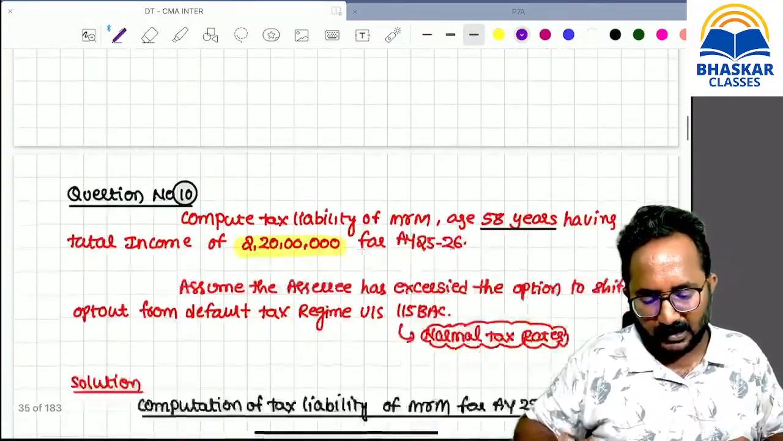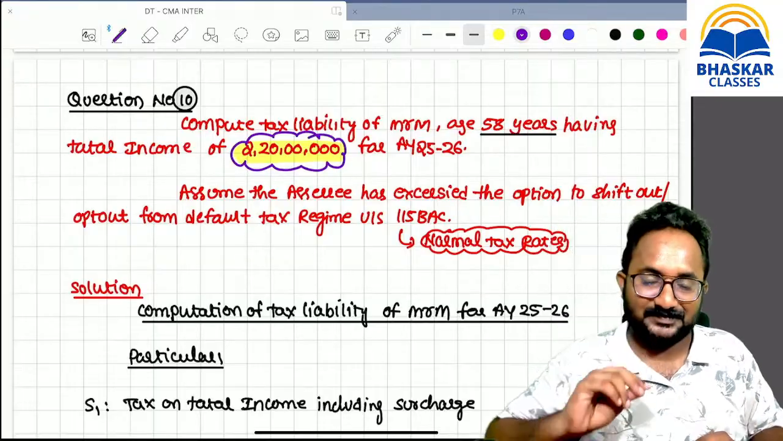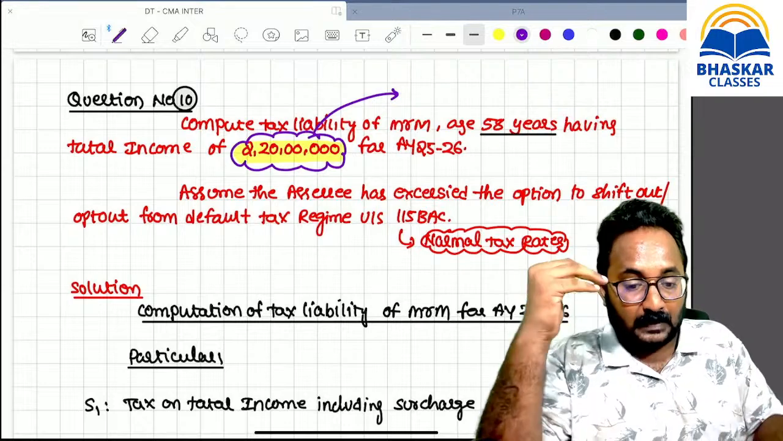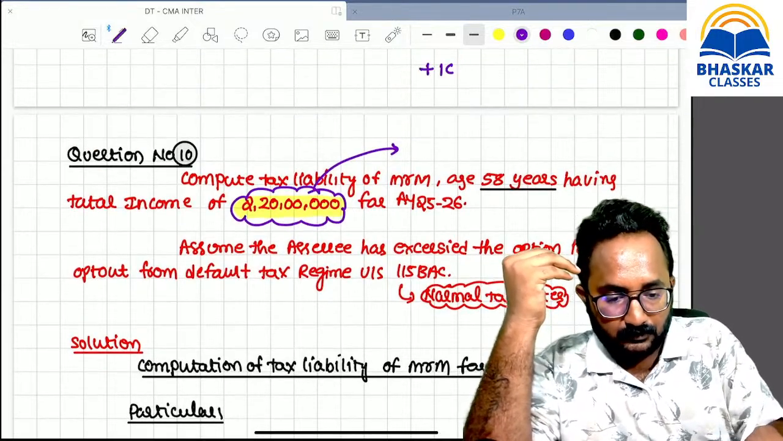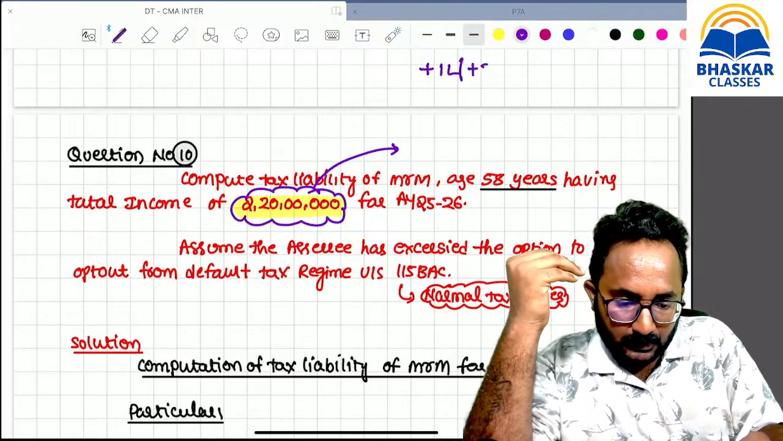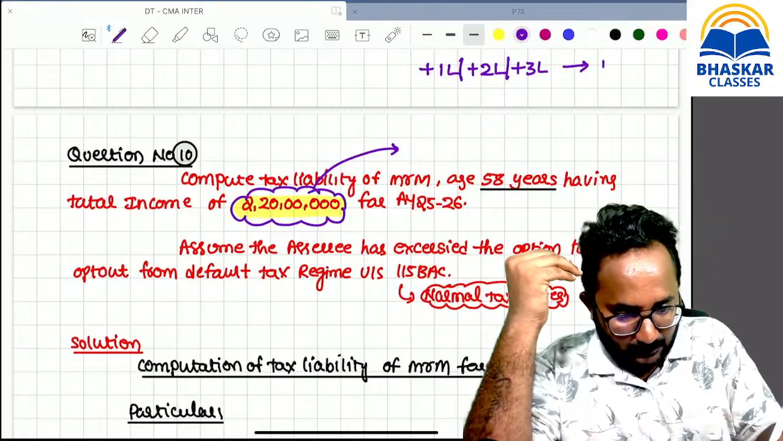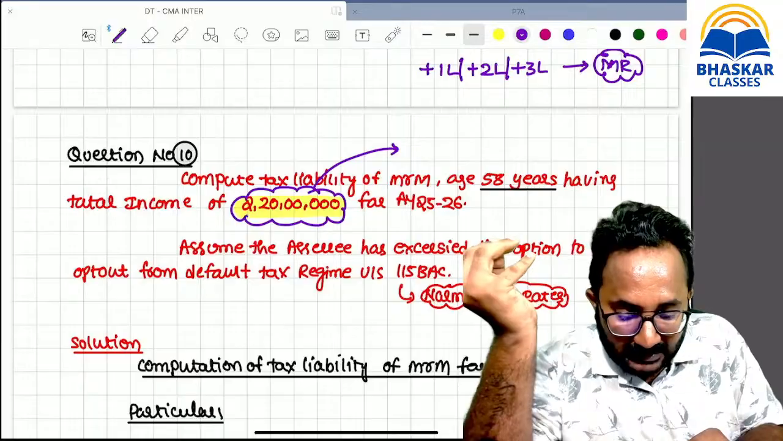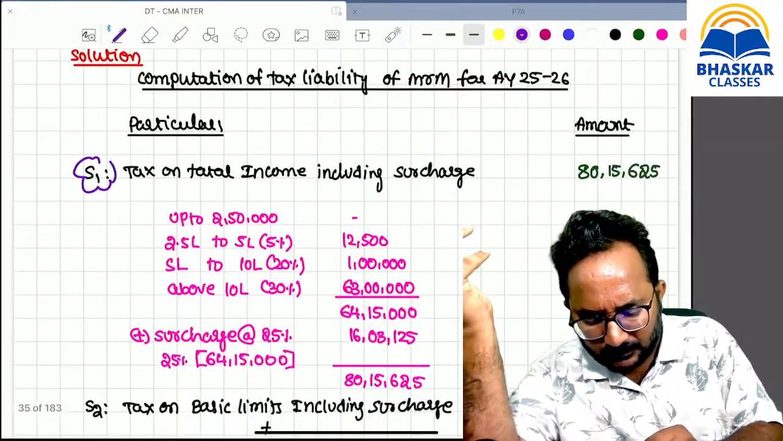Next question, I have a different question. Now 2 crore 20 lakh. Now I have a doubt. Sir, you said if more than the basic limit, 1 lakh, 2 lakh, 3 lakh excess are there, go with the tax computation by using the marginal relief concept. But here 20 lakh is there, but still I haven't a doubt. Solve the problem as per the steps.